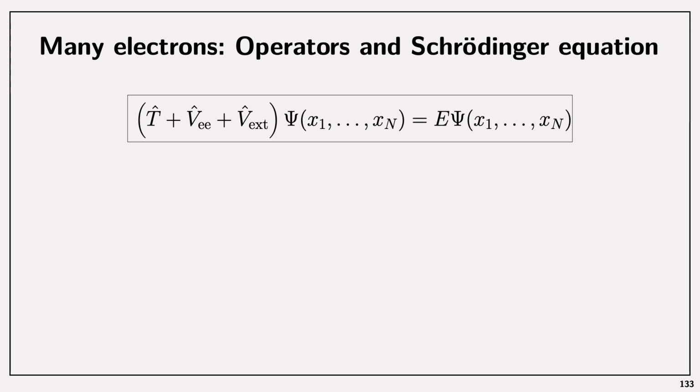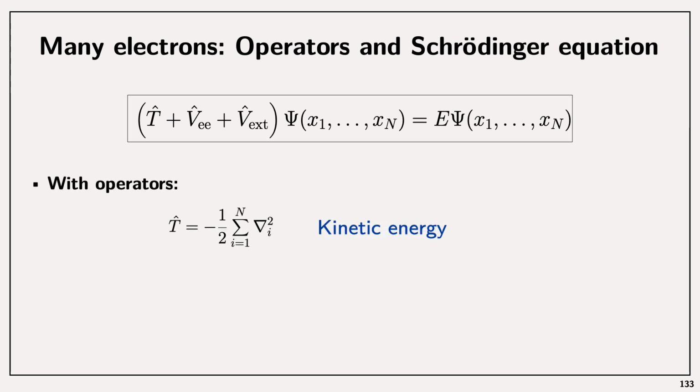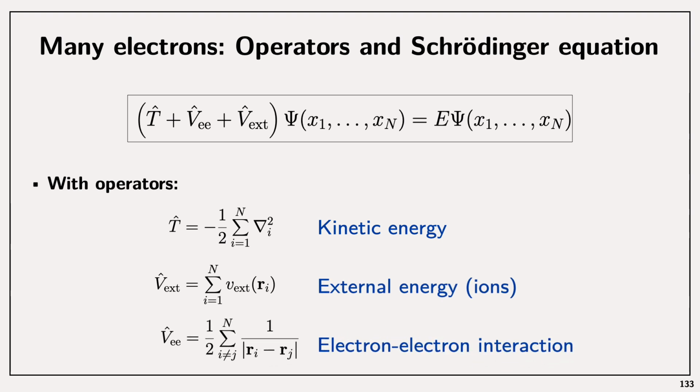So we end up with this problem here. This is the time-independent Schrödinger equation. We've spent at least 3 lectures introducing what the kinetic energy T, the electron-electron interaction V, and the interaction with the external potential Vx are. Just as a reminder, those operators: we have the kinetic energy, we have the interaction with external ions, and then we have the interaction between the electrons, which is Coulombic in this case.